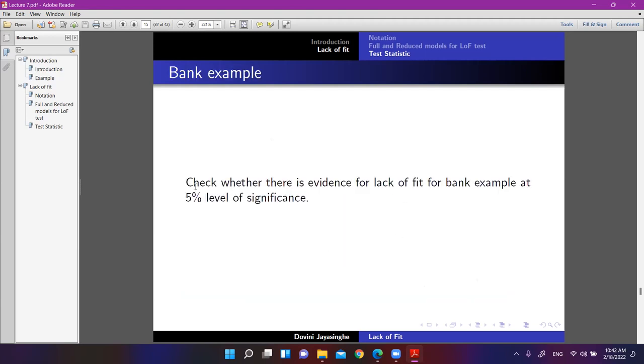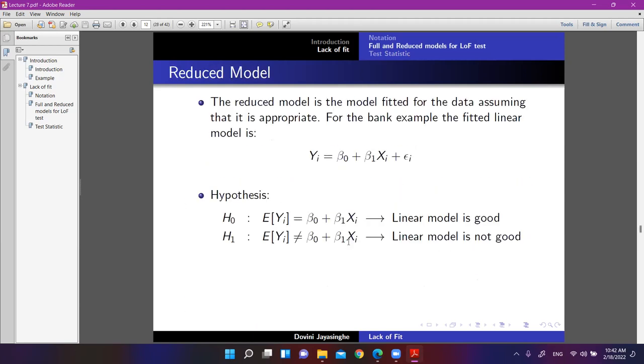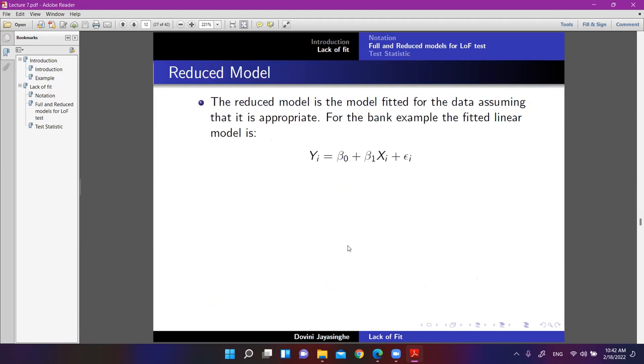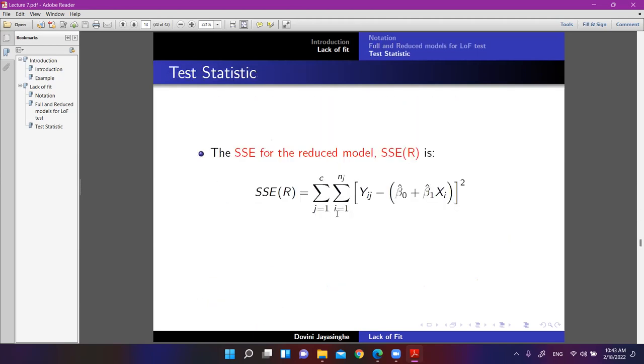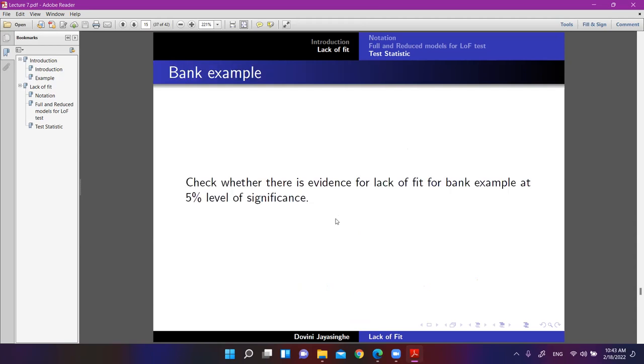Okay, next one, bank example, activity. Check whether there is evidence for lack of fit for the bank example at 5% level of significance. Now this is very easy, why? Because they have already computed and given us the ANOVA table and pure error sum of squares. So I'll do this with you. With my prior experience, I know you would never try to attempt this alone. If you like, you can try it alone, that's fine.